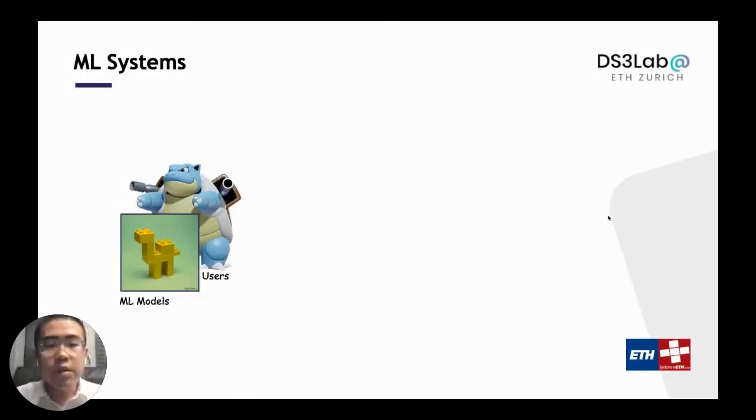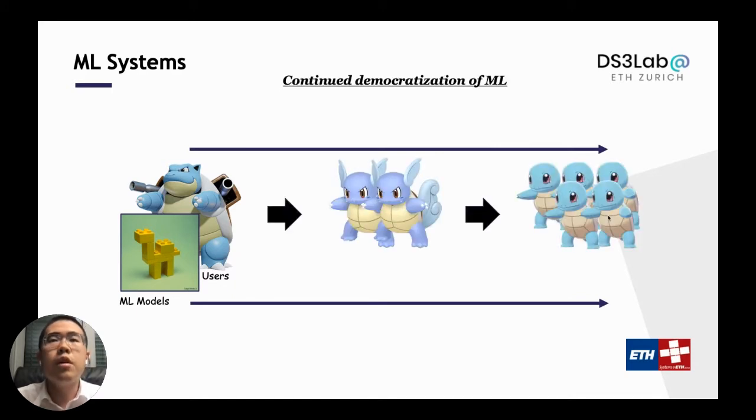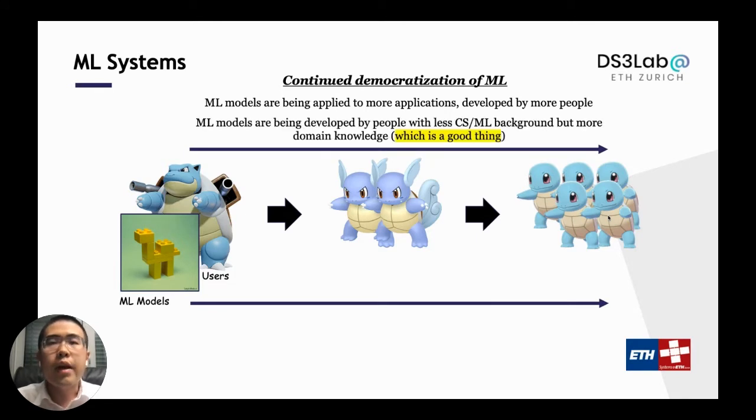of data-centric AI systems. So over the years, we have been looking at how different users are building machine learning applications, and our research is actually governed by two observations. The first observation is that over the years, we see the continued democratization of machine learning. Machine learning has been applied to more and more applications and developed by more and more people. The consequence is that if you look at the computer science and machine learning background of many of the users, it's actually not as strong as a couple of years ago.